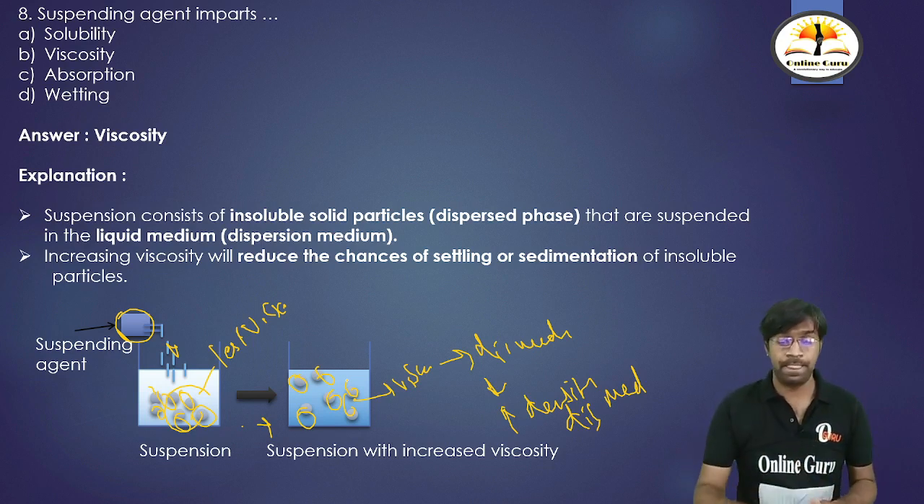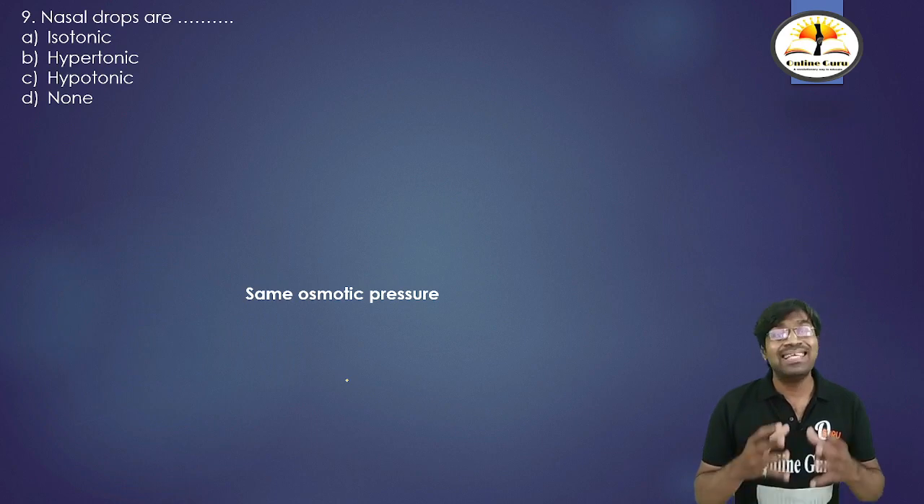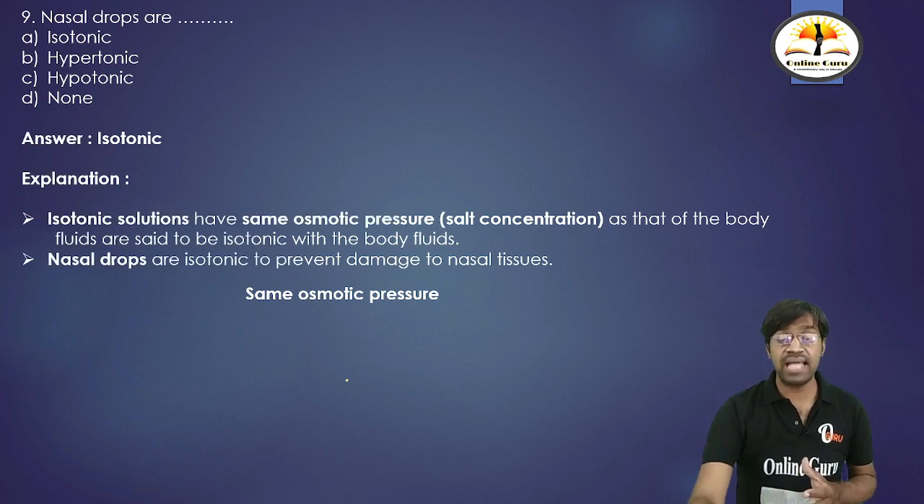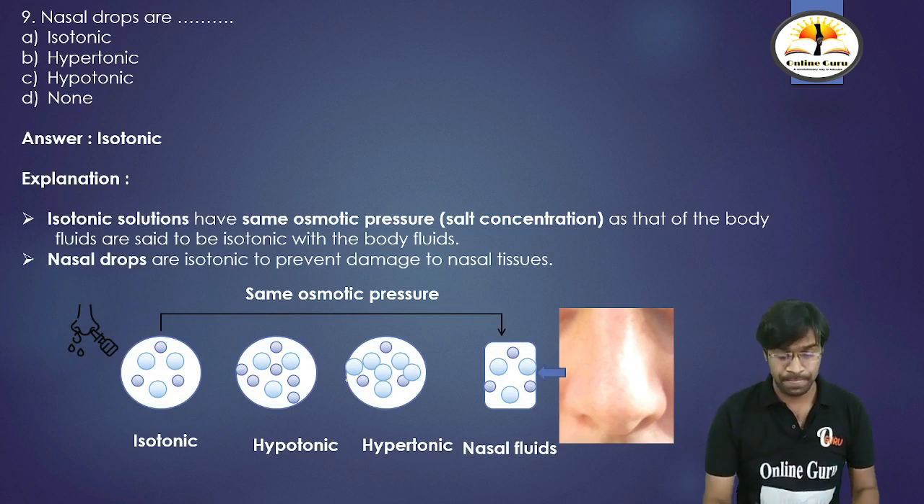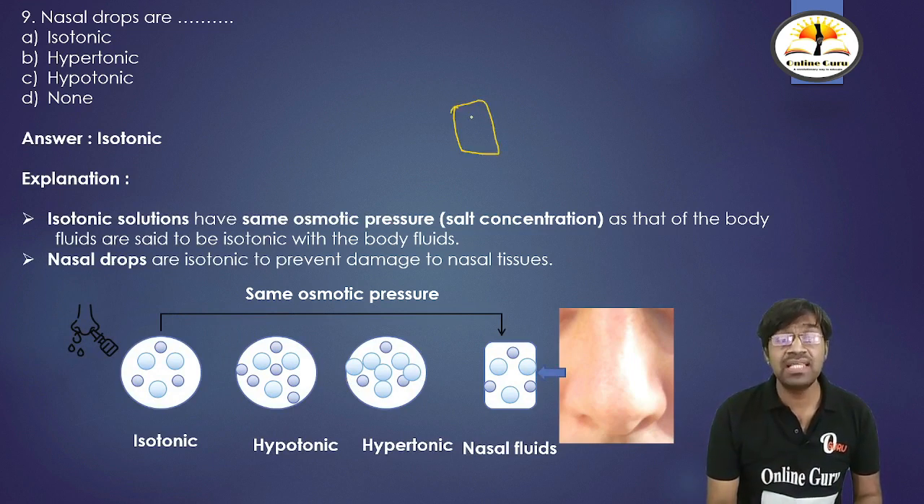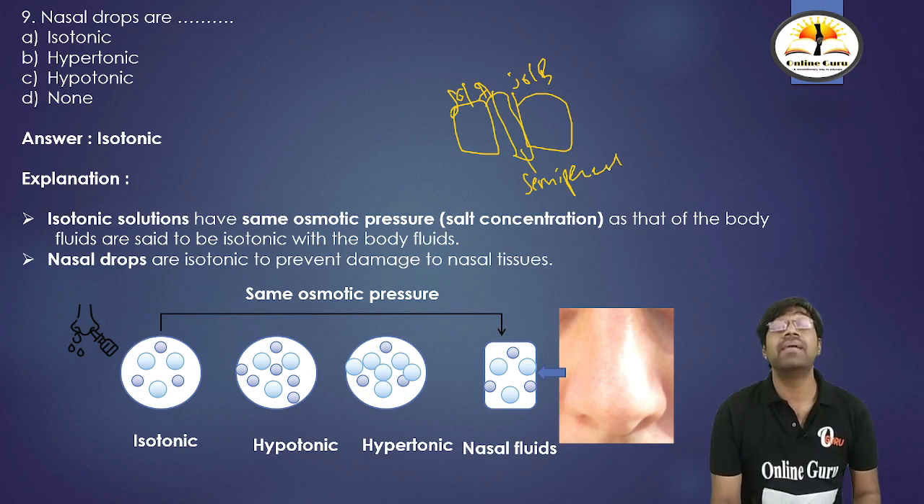Then the ninth question: nasal drops are A isotonic, B hypertonic, C hypotonic, and D none. The correct answer is isotonic. So we are going to discuss what tonicity actually is. Suppose this is solution A and this is solution B. Both the solutions are separated by a semi-permeable membrane.